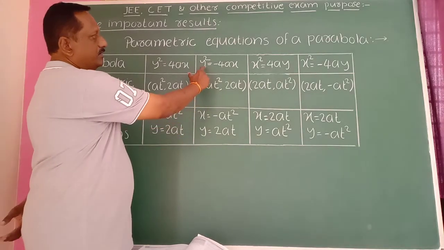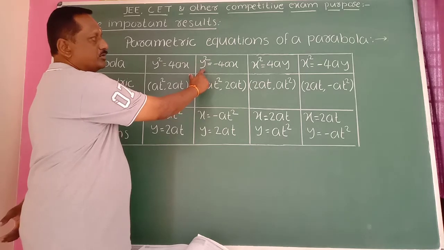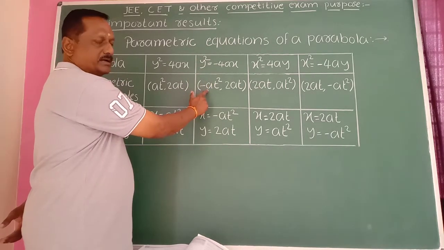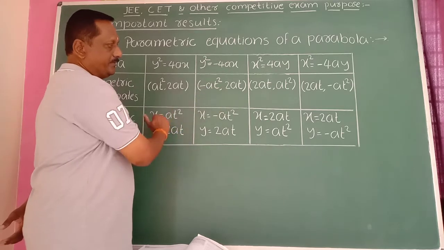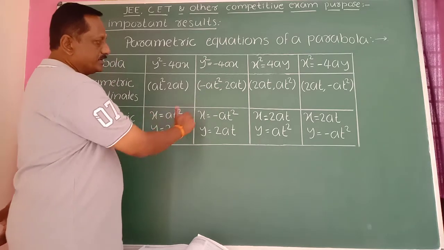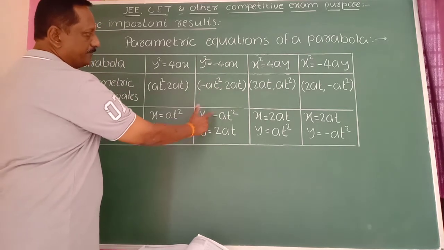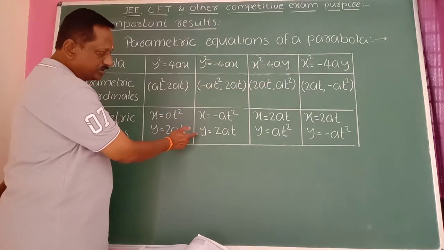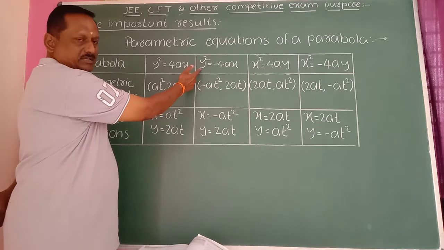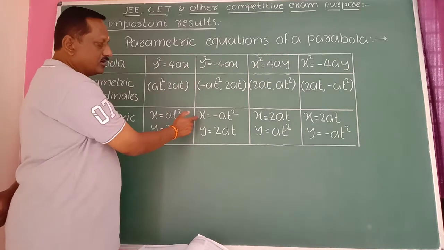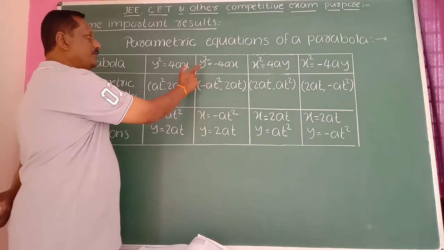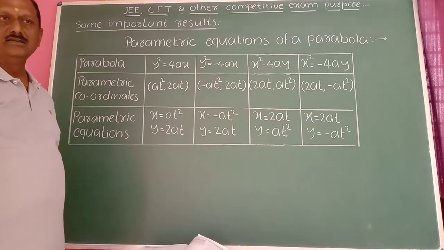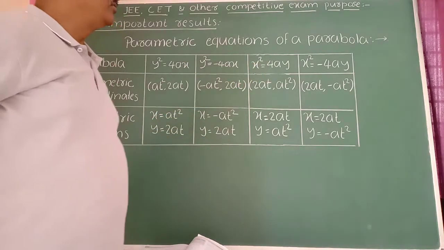Similarly, the next parabola y square is equal to minus 4ax here. The parametric coordinate is (minus at square, 2at). The parametric equation x equal to minus at square and y is equal to 2at, because again these two satisfy this equation here. So these are called parametric equations of the parabola y square is equal to minus 4ax. Similarly, the other two also.